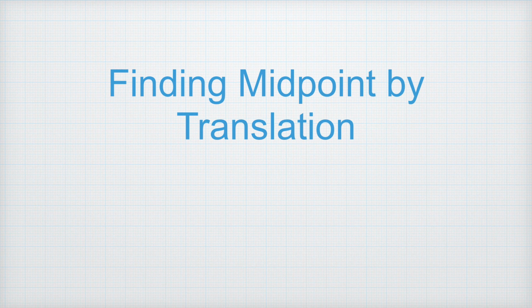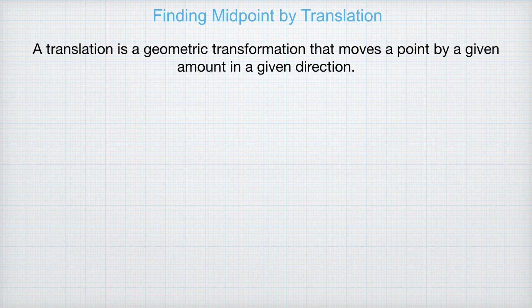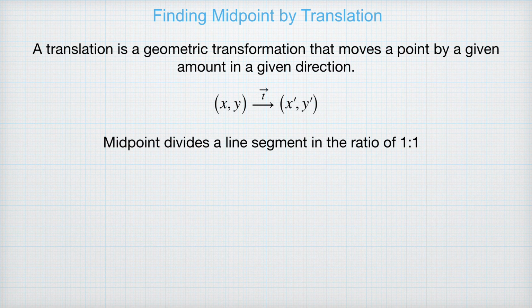The midpoint of a line segment can also be found using a translation. A translation is a geometric transformation that moves a point by a given amount in a given direction. A translation is written in the following format, where a point x, y undergoes a translation operation to the image point x', y'. It is known that the midpoint divides a line segment in a ratio of 1:1.